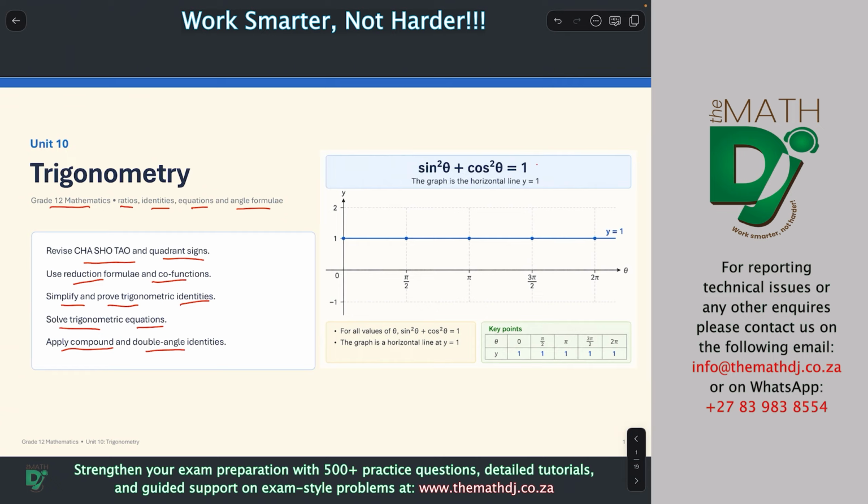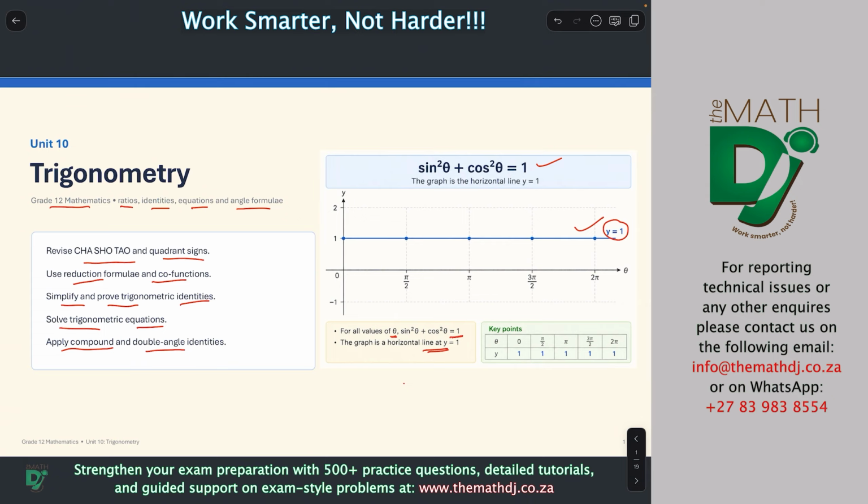So, for example, this is an example of an identity: sine squared plus cosine squared is equal to 1. As you can see on the graph here, when you plot it, it will give you this line, which is y equals 1. For all values of this angle, you can see it will always be equal to 1. So the graph is a horizontal line at y equals 1.